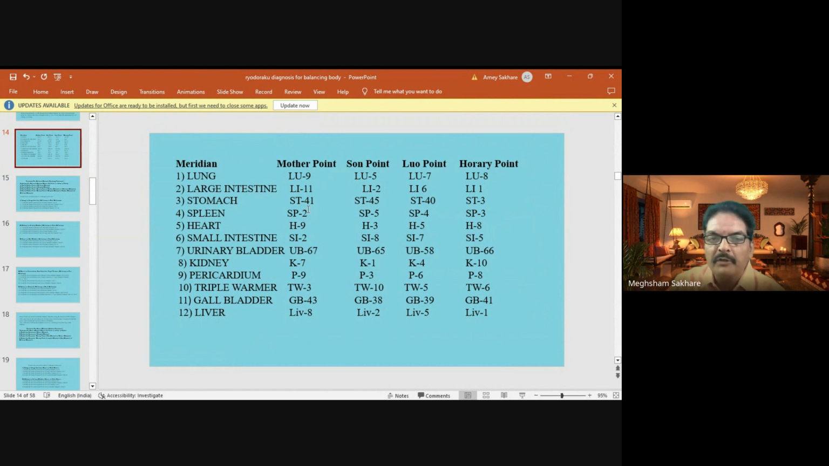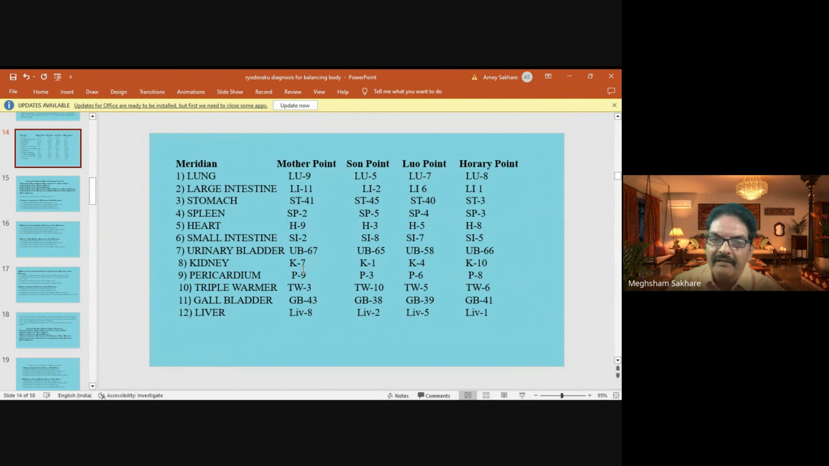For spleen, SP2 is the tonifying point, SP5 the sedation point. Heart, H9 is the tonifying point, H3 is the sedation point. Small intestine, SI2 is the tonifying point, SI8 is the sedation point. UB67 is the tonifying point, UB65 the sedation point. K7 kidney tonifying, K1 sedation point.